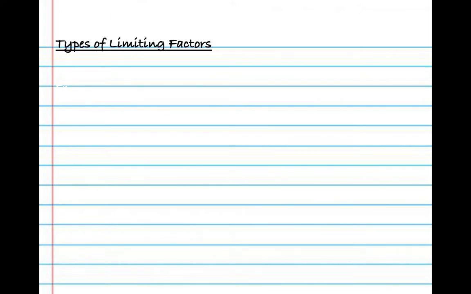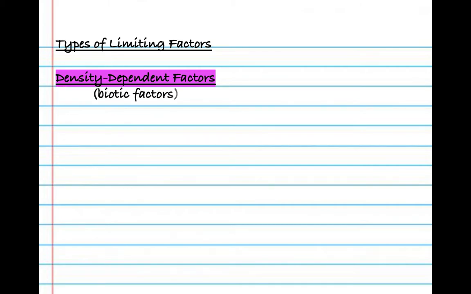Okay, so types of limiting factors. The reason I wanted you to have an idea of what population density is because we group our limiting factors into two categories. Density dependent factors, so factors that are only going to impact populations that are fairly densely populated, okay?